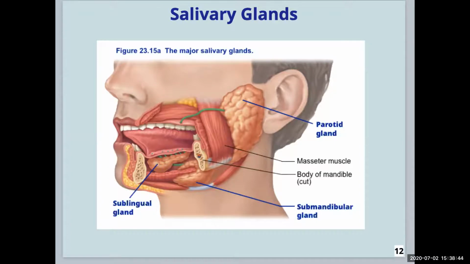Now, besides the salivary glands, your oral cavity is mostly lined with non-keratinized stratified squamous epithelium. That's important because all the chewing creates abrasive forces on the mucosa of your cheek. Okay, moving further along.